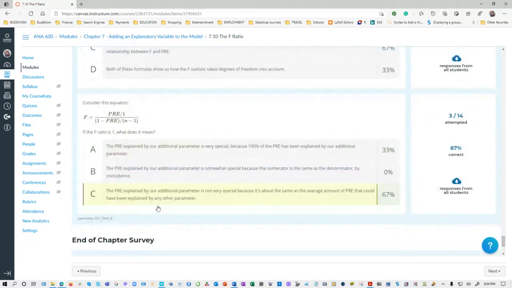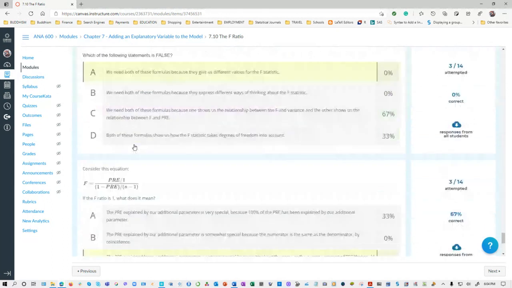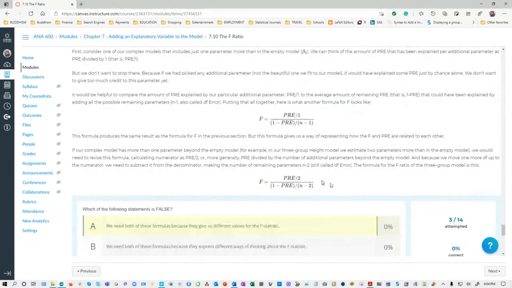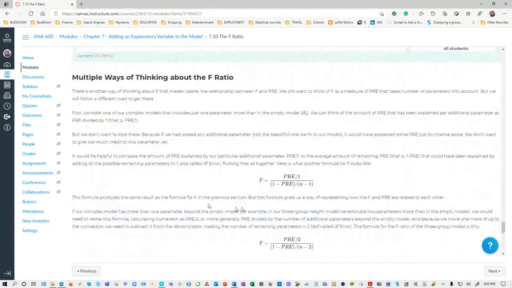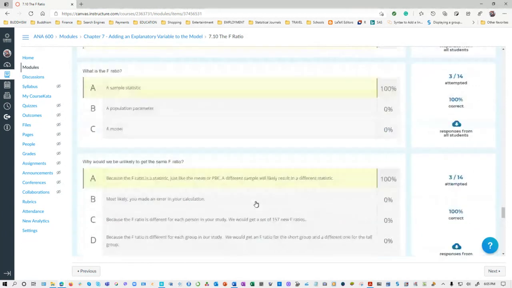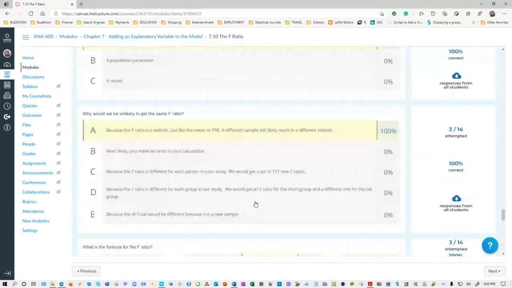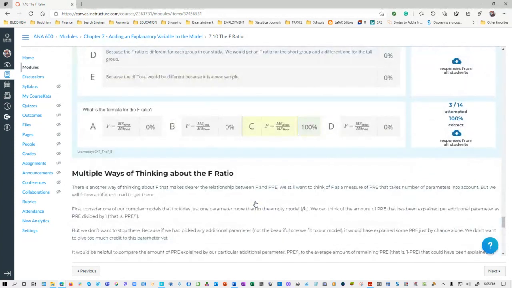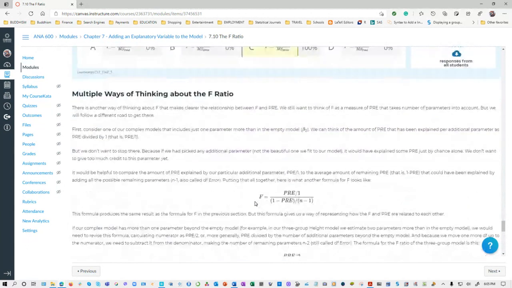If you get 0 for this, can we get 0? 0 means there's no point in adding anything like that. But if the F ratio is 1, it means nothing has been explained by the new variable. So there's no point in adding a new variable.